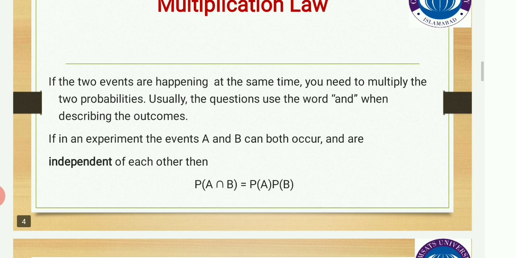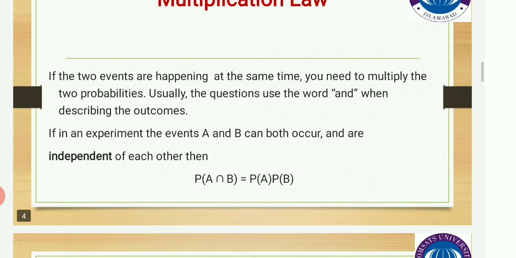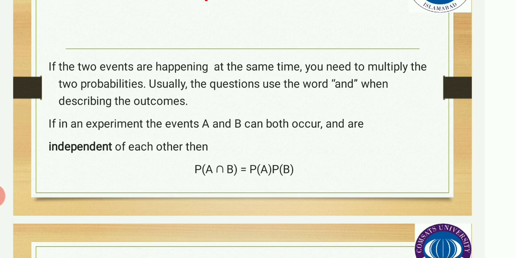If in an experiment the events A and B can both occur and are independent of each other, then probability of A intersection B will be equal to probability of A times probability of B. A intersection B, or probability of A and B, means that both events are occurring together. Independent means they do not affect each other's occurrence.